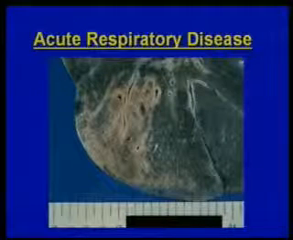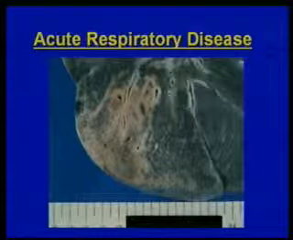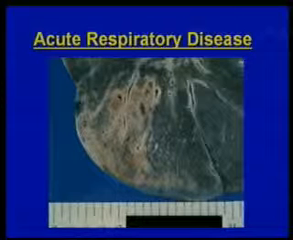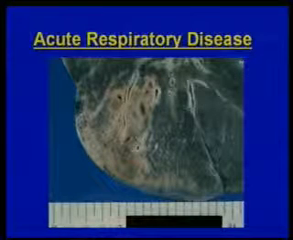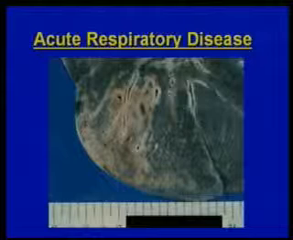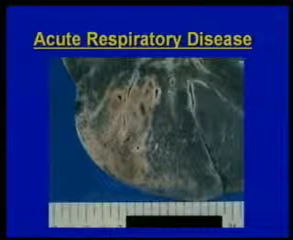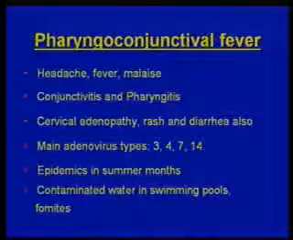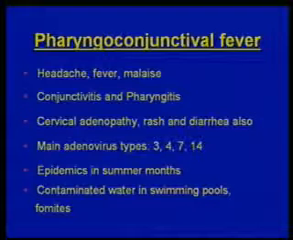This is a section of acute respiratory disease on postmortem due to adenovirus. Notice here there's an area of consolidation, with loss of the normal lung architecture. And these are quite fatal diseases in immune-compromised patients. I'm going to give a little more information on that.